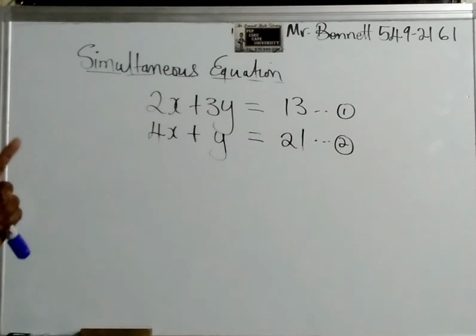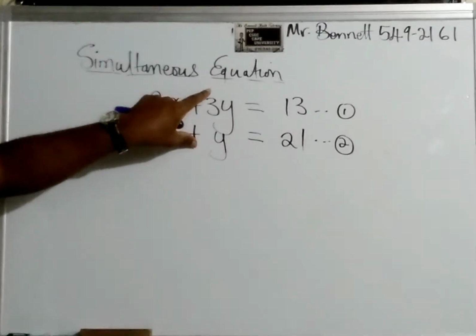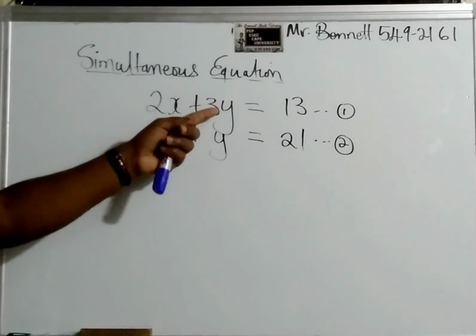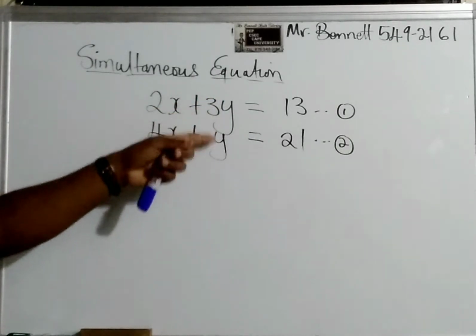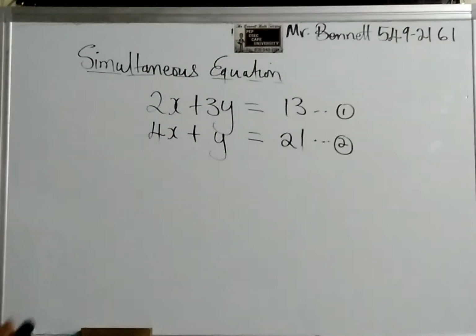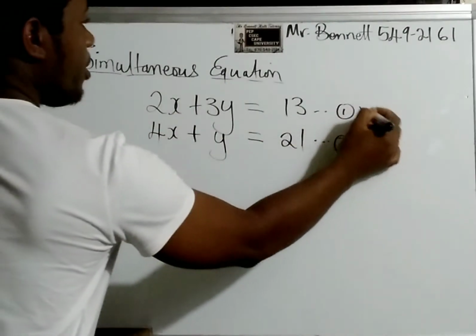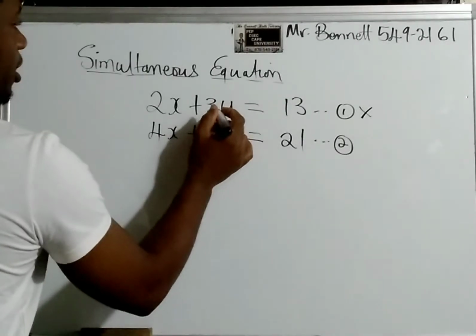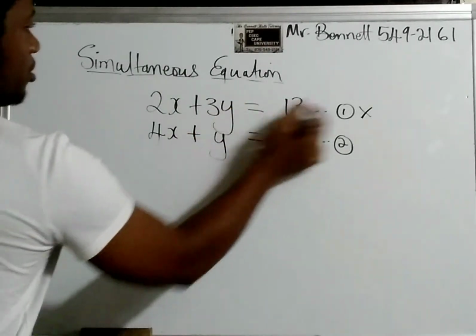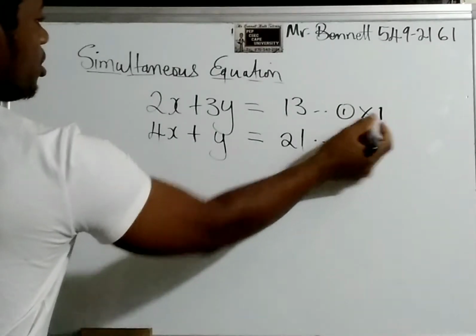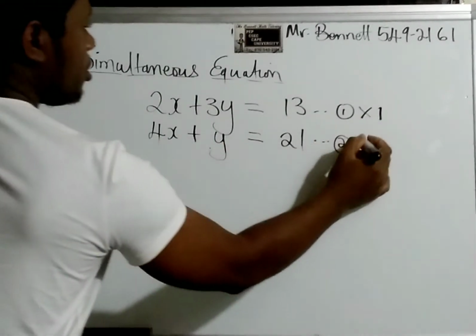So what we need to do is to bring the coefficient of one of these to be the same. Now for this one, I'm going to use 1 and 3. So we're going to get rid of y. The one that I choose to multiply by, to get rid of, you're going to multiply by the coefficient. So it's like a swap. So this would be times 1, because 3 times 1 is 3. So we multiply this by 3.